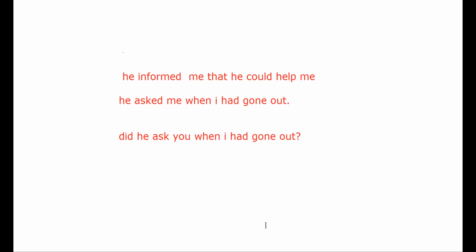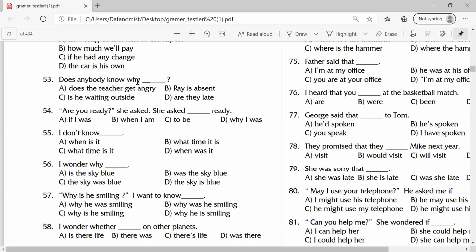Now look at this. Does anybody know why? So this is a question, that's a question mark. I want SV. Why does the teacher? No, no, no. Why Ray is absent? Okay, this can be there. Is he waiting outside? No question. Are there question? This is question. This is present. Why Ray is absent is the answer. Look at this. Are you ready? She asked.